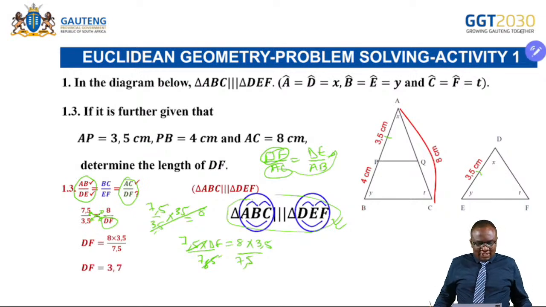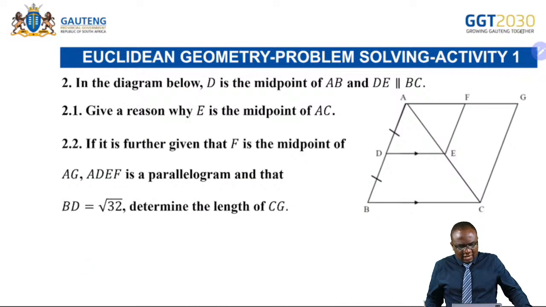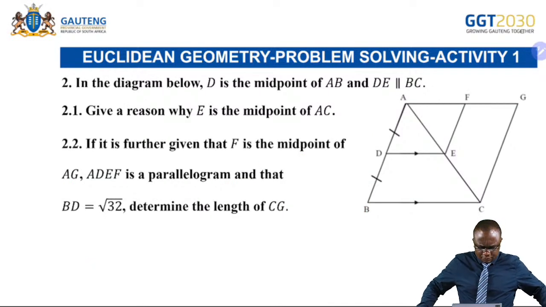So now DF is equal to 3,7. That's what we're supposed to do there. Right, let's look at the next question.